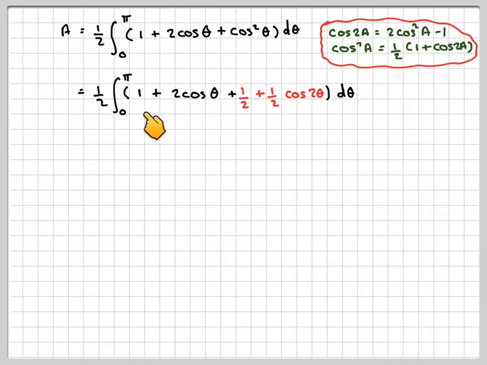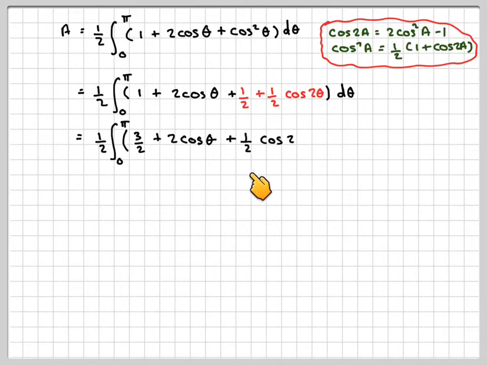And then just before we integrate, we'll just do 1 plus a half. So that's going to give me the integral of 3 over 2 plus 2 cos theta plus a half cos 2 theta d theta. So notice I've prepared the integral before actually integrating it.